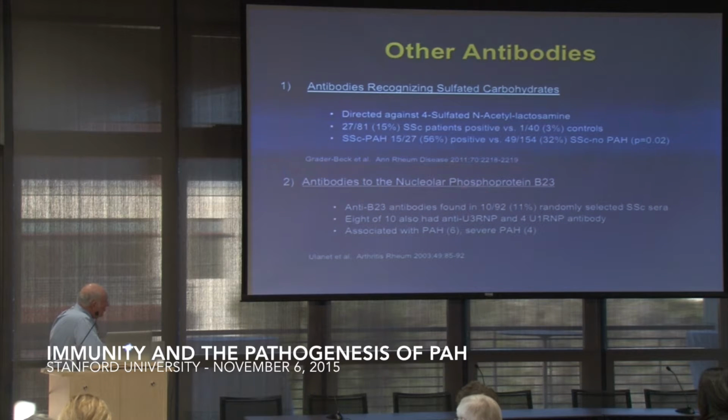Antibodies to the nuclear phosphoprotein B23 were also studied by the Hopkins group and were found in 11% of scleroderma sera, but unfortunately the antibody alone can't be studied because 8 of the 10 patients identified also had anti-U3 RNP and 4 of the 10 had anti-U1 RNP. But nevertheless, pulmonary hypertension and severe pulmonary hypertension were associated with that antibody.